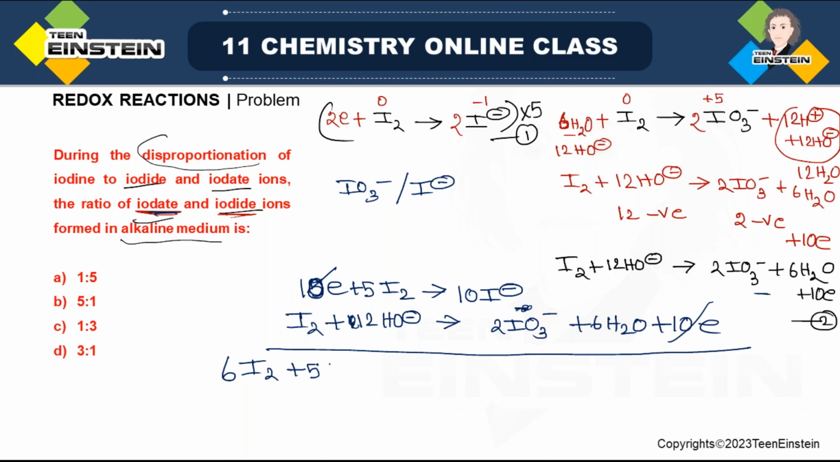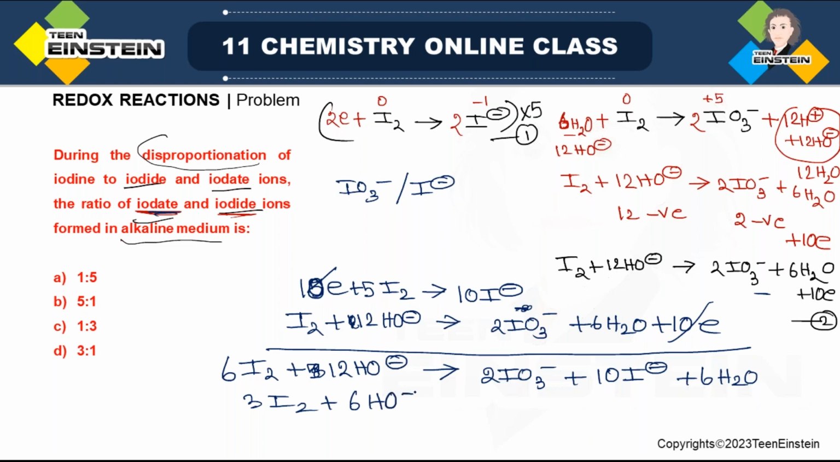Then we have 12 OH minus, 2 IO3 minus, 10 iodide, 6 H2. Now you can take common 2. So ultimately it will be 3 iodine, then 6 hydroxide ion, then IO3 minus, then 5I minus, and 3H2.